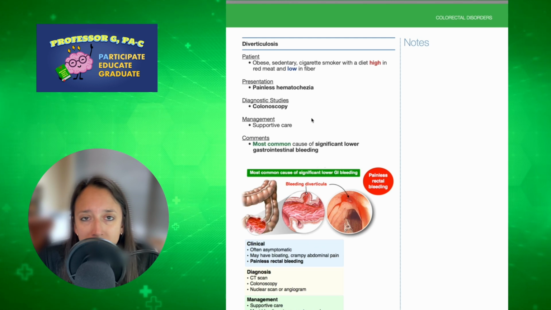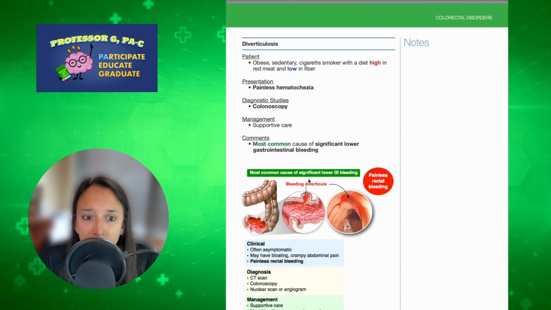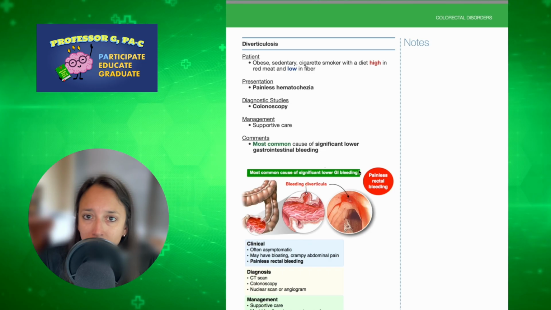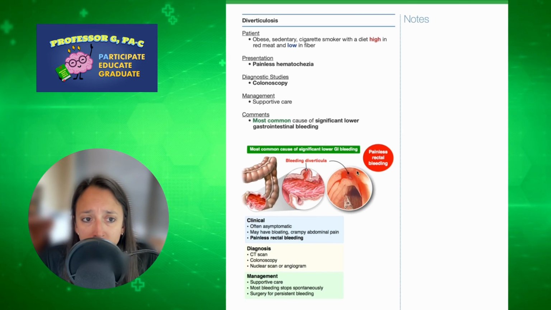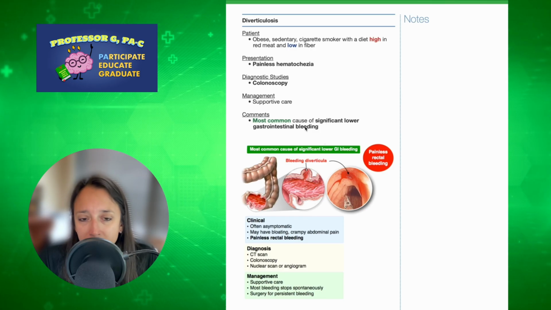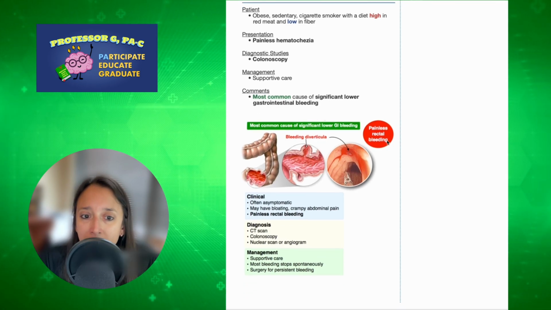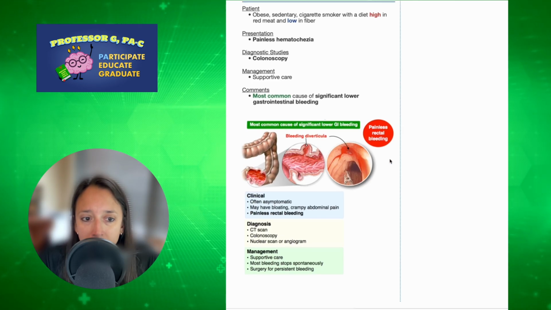There used to be this advice that we would have patients stay away from things like seeds or nuts or things that can get stuck in those diverticular pouches, but that's not something that we recommend anymore. It is the most common cause of significant lower GI bleeding, especially in the elderly population. So think about it. Don't blame it on hemorrhoids. It could be diverticula. Okay.